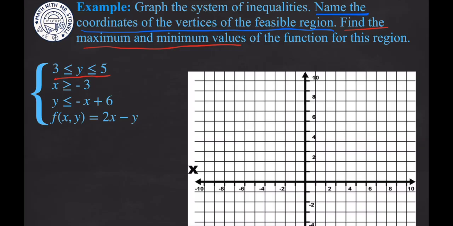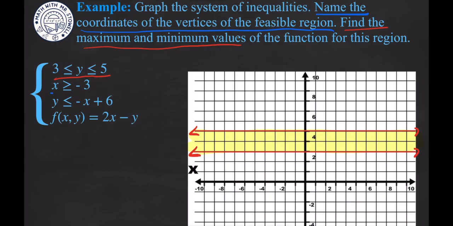So we know that with y being between 3 and 5 and there being no x value, this would be a horizontal line at 3. And we also know that there would be another horizontal line at 5. With this, we know that the values are going to be stuck between here, somewhere between 3 and 5.